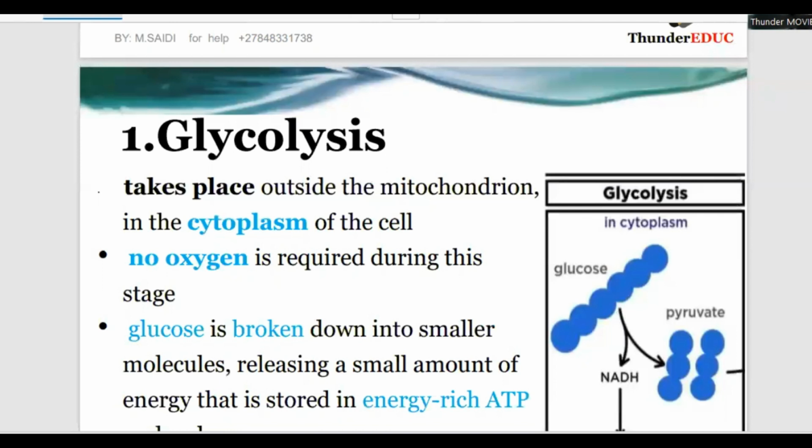Today we are going to be looking at glycolysis, or the 3 stages which are found in cellular respiration.